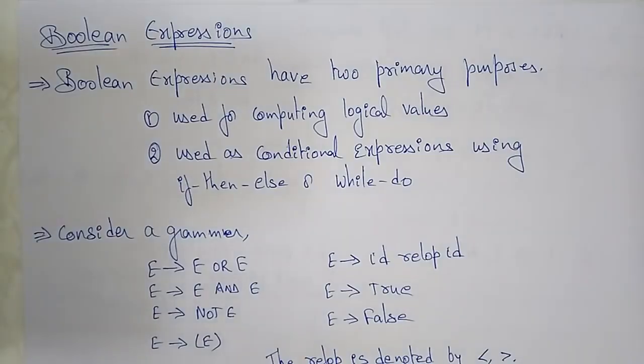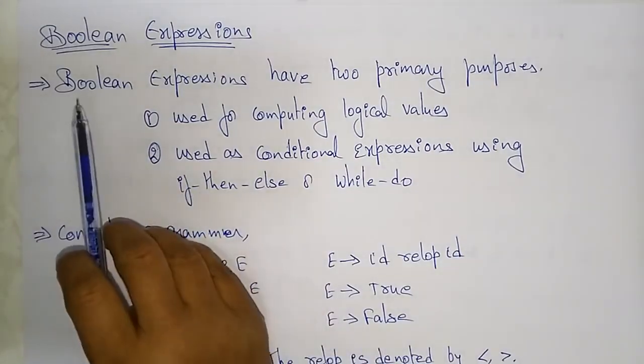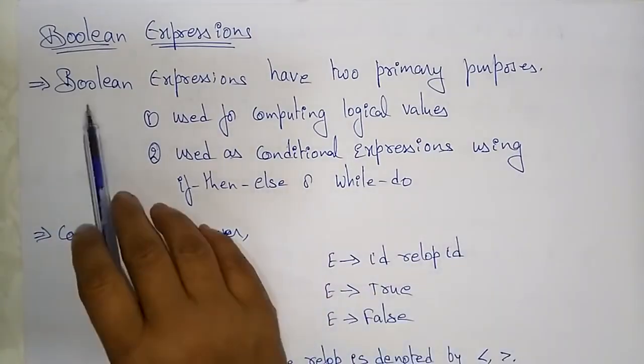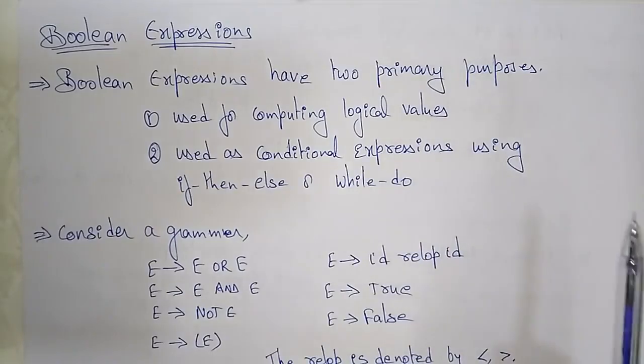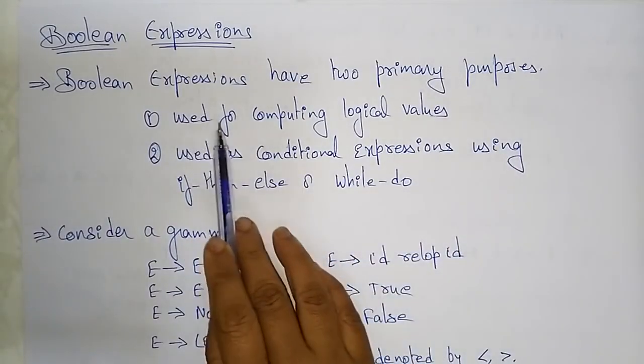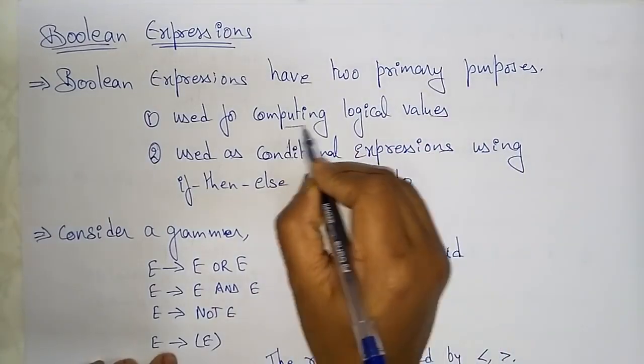Hi students, coming to the next topic, that is the Boolean expression. So for SDT, by using this syntax directed translation, let's see what the Boolean expressions are for the given grammar. A Boolean expression has two primary purposes. The first primary purpose of a Boolean expression is computing logical values.